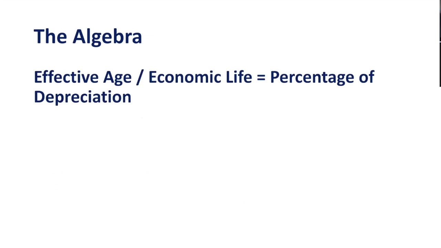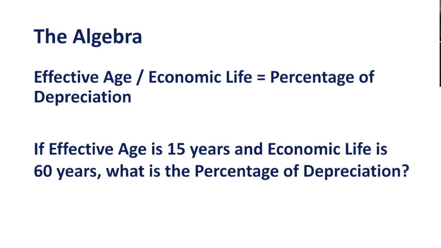Effective age divided by economic life equals the percentage of depreciation, we saw that in that example. 15 years divided by 60 was 25%, right? So if effective age is 15 and economic life is 60, what is the percentage of depreciation? Again, 15 divided by 60, 25%.